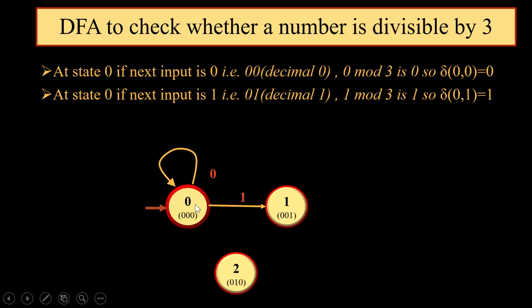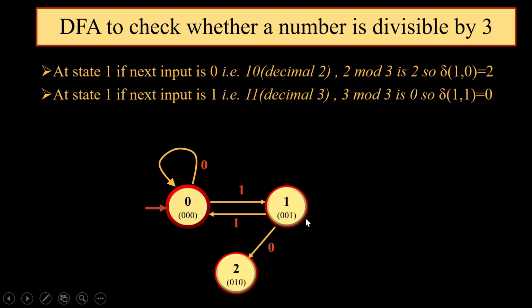We are at state 0. We get next input as 0. 00, decimal equivalent of 00 is 0. 0 mod 3 is 0. So, on 0 we have a self loop. On state 0, if we have next input of 1, we will get a decimal equivalent of 1. 1 mod 3 is 1. So, delta transition of 0 on 1 is 1.